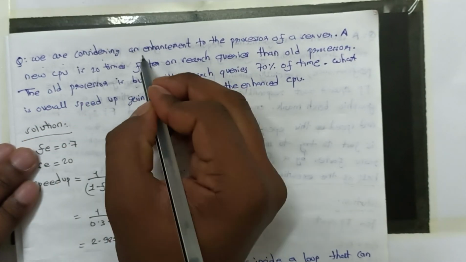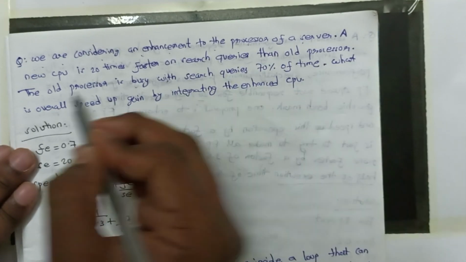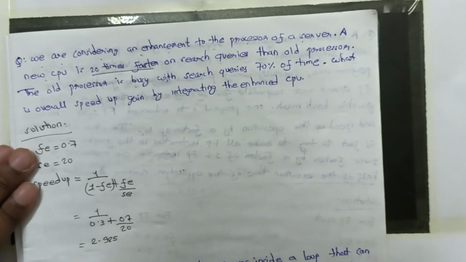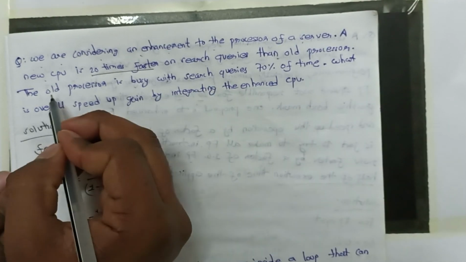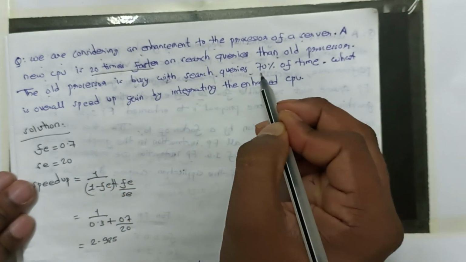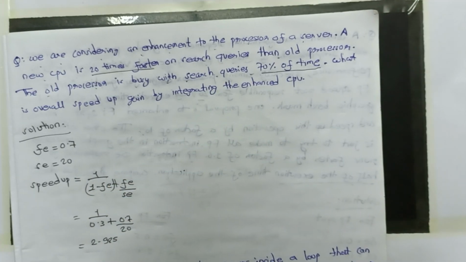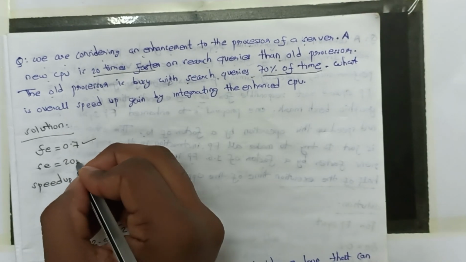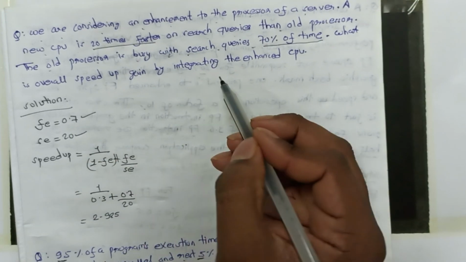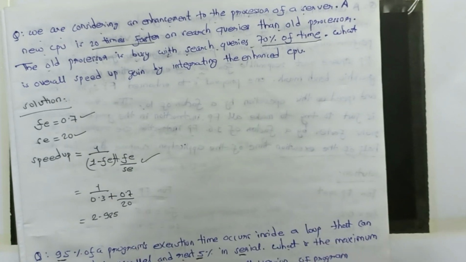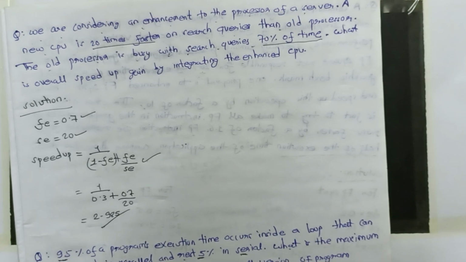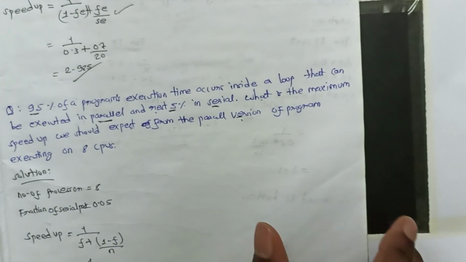We are considering an enhancement to the processor of a server. Our new CPU is 20 times faster, simply the speed of enhancement is 20 on search queries than the old processor. The old processor is busy with search queries 70% of the time. It means 70% is our fractional enhancement, that is 0.7, and the speed of enhancement is 20. What is the overall speed up gained by integrating the enhanced CPU? It's very simple, only one formula: 1 by (1 minus Fe) plus Fe by Se. Put in the values and you can get the answer. Let's solve one more example.